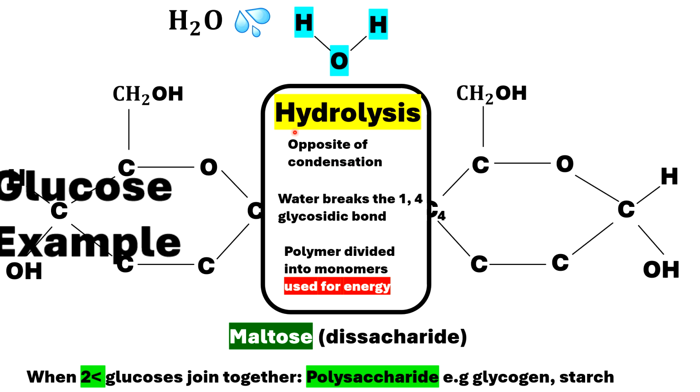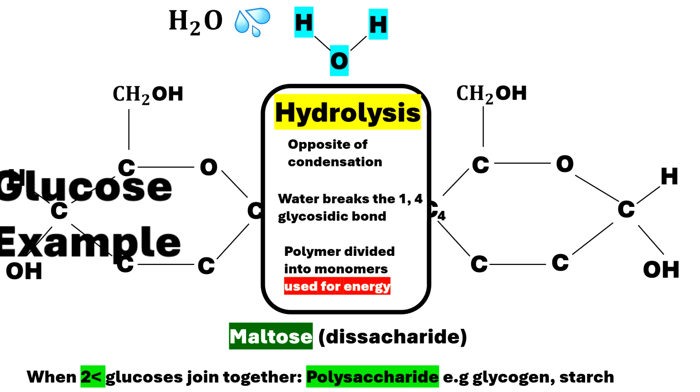Now, hydrolysis. This is the opposite of this reaction here, of condensation. This water right here is going to break the 1,4 glycosidic bond. And the polymer, or the disaccharide as well, can be divided back into the monomers for energy. So this is when we break down glycogen into glucose for energy. This is glycogenolysis.